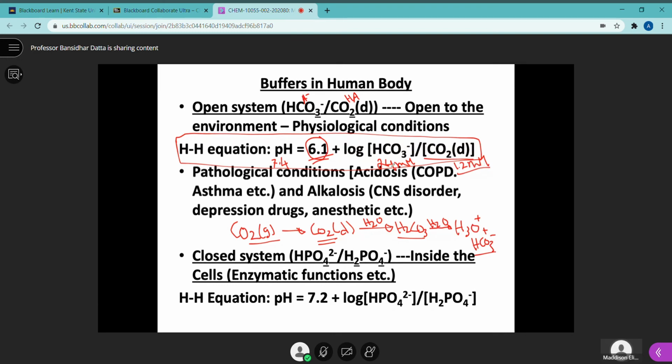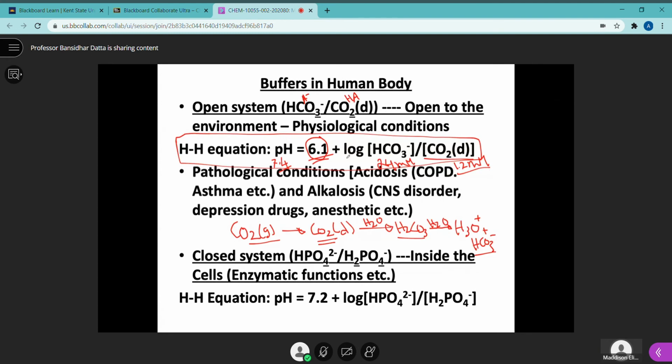All right. So if you do the calculation, log of 24 divided by 1.2 is 1.3. Not 0.3, 1.3, and add it up. 6.1 plus 1.3 is 7.4. So that's basically how we maintain the pH. Everybody okay?